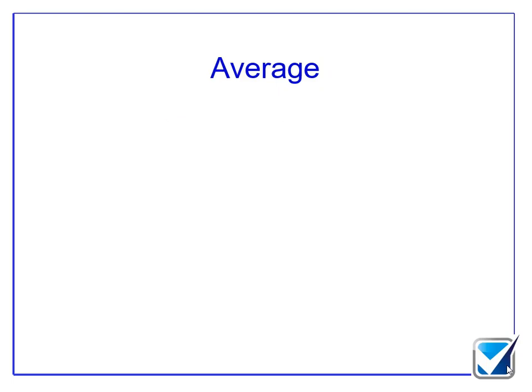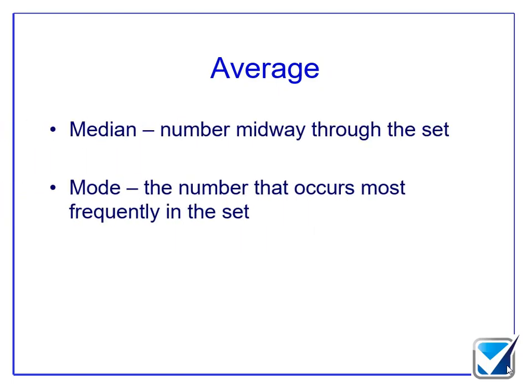Next, what we have is the median, and the median is the number which is halfway through the set of data that we've collected. Then we have the mode, and the mode is the number that occurs most frequently within that set of data that we have collected.